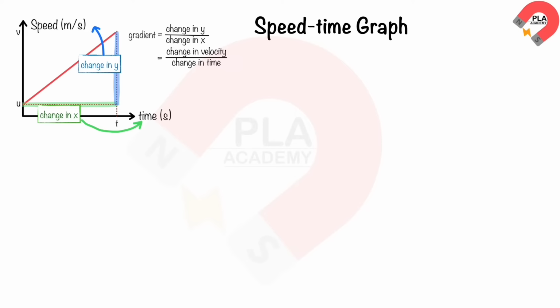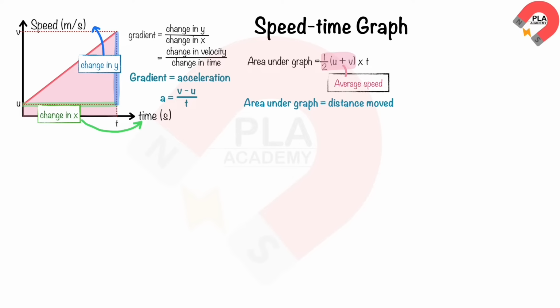The velocity is speed in a given direction. Their magnitudes are equal when an object travels in a straight line and does not change its direction. Since the gradient of the graph is the acceleration of the object, the area under graph is half of u plus v times t. This is the average speed, since the area under graph is the distance moved.